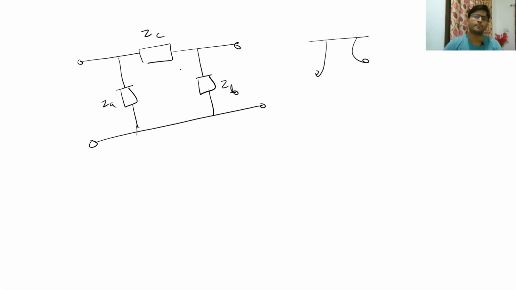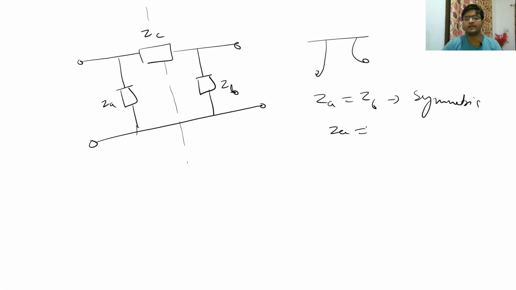And if you draw a center line in between, for this circuit to be a symmetric network, what will be the condition? Obviously, since ZC is in the middle, it doesn't matter what its value is. So ZA should be equal to ZB. If ZA is equal to ZB, it is symmetric, and if ZA is not equal to ZB, it is unsymmetric. Right? So this is the pi network. And let us see one another type of network, which is called a lattice network.